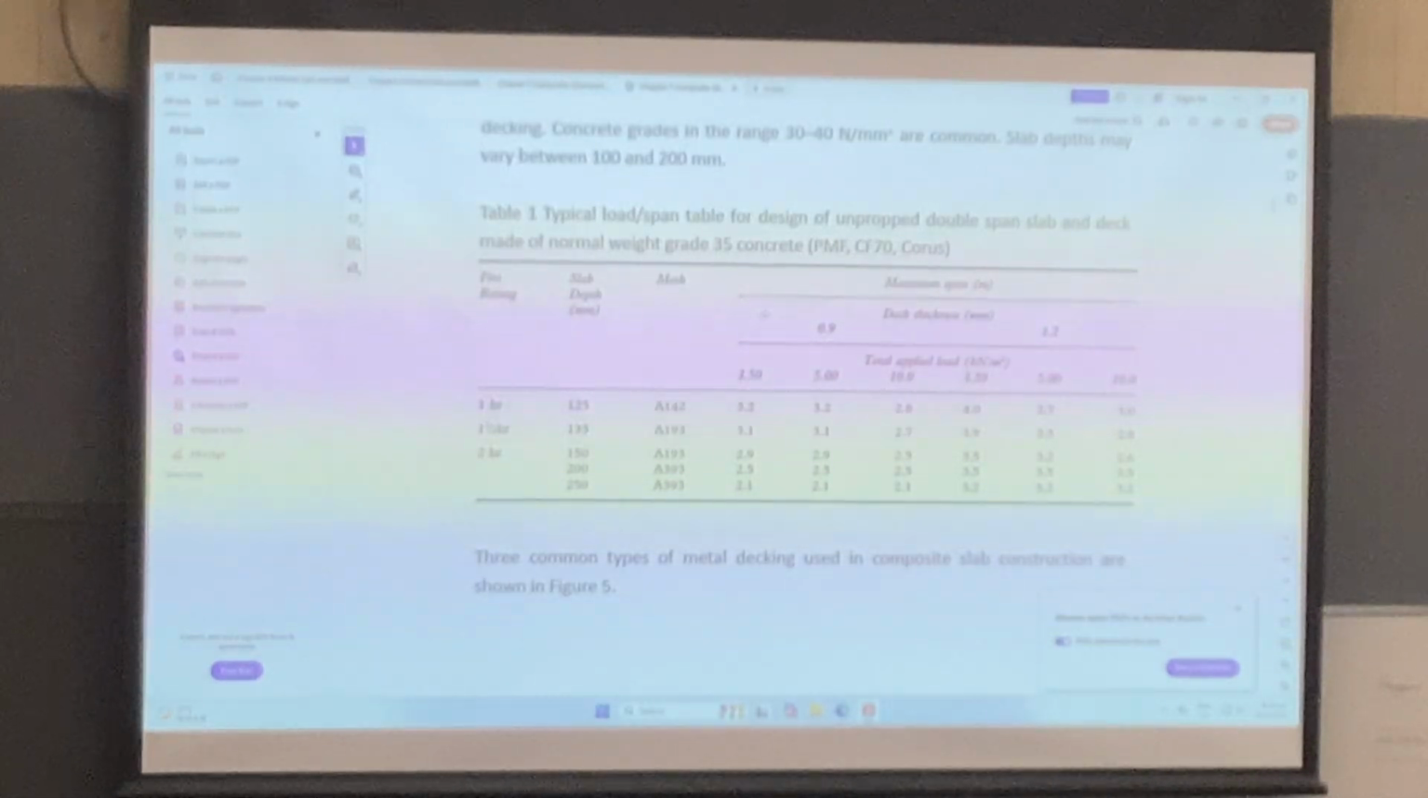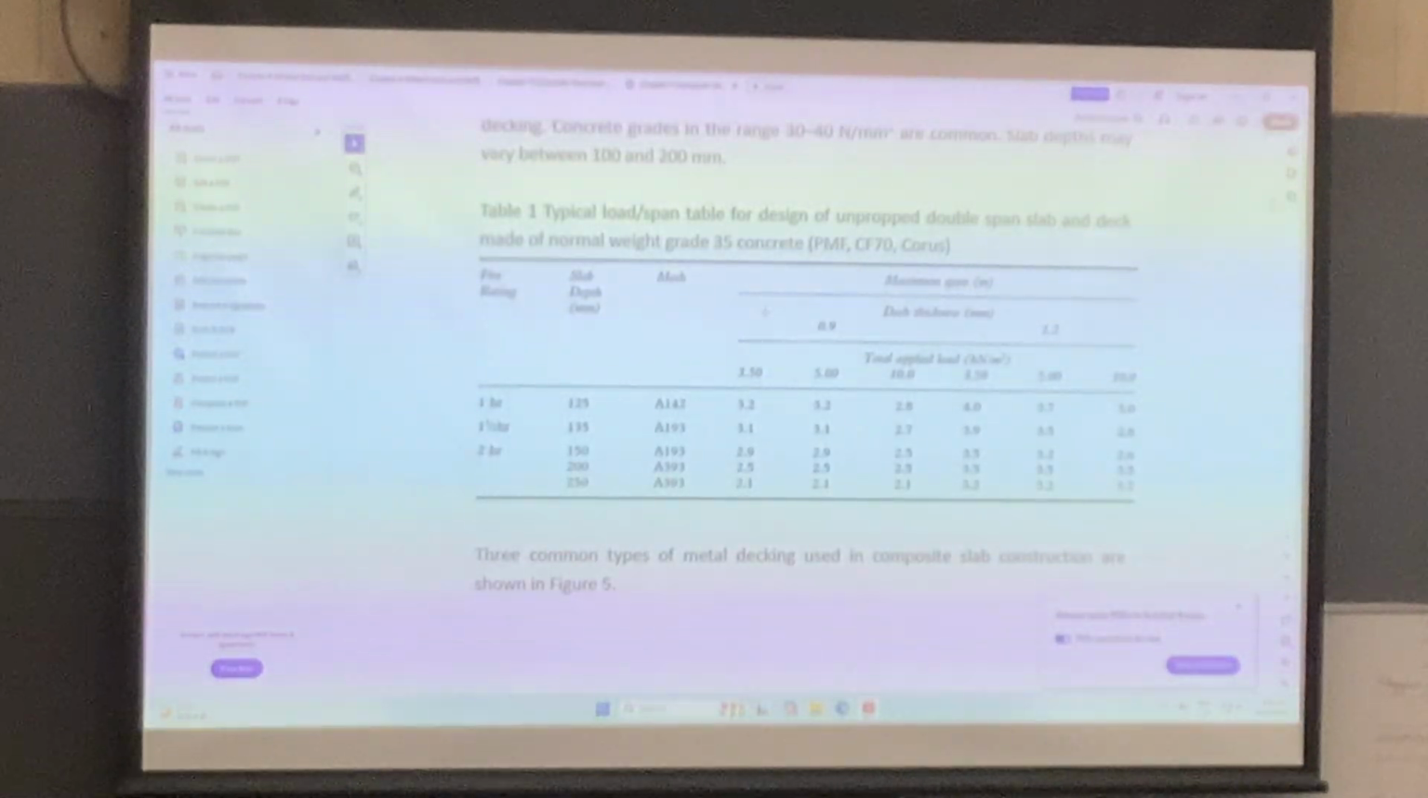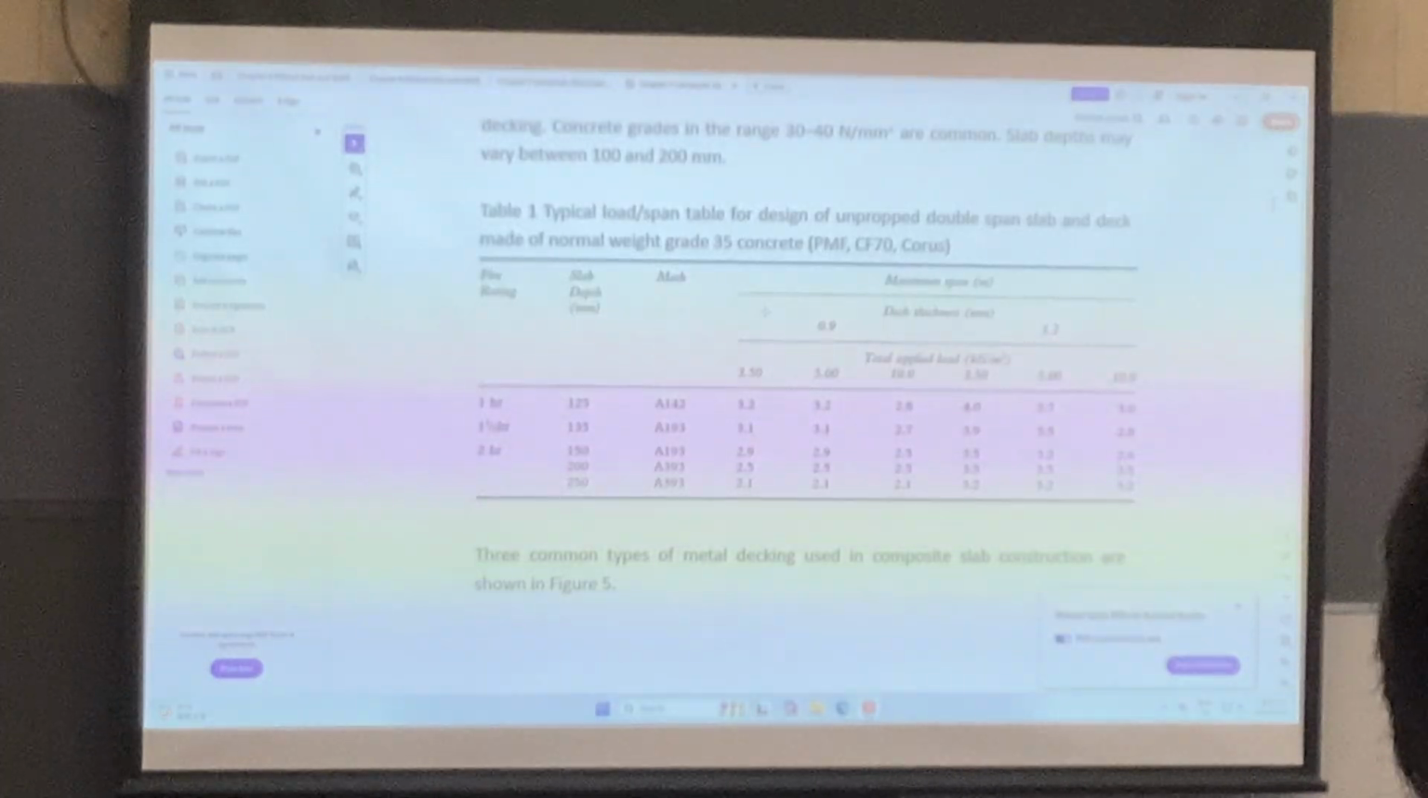So you have the 1 hour fire rating, 1.5 hour or 2 hour fire rating. And then the slab depth actually varies from 125 to 250 mm. And then for the mesh, you need to put the mesh within, actually it is for fire resisting, okay? Because when you have fire, then the bottom decking will be softened.